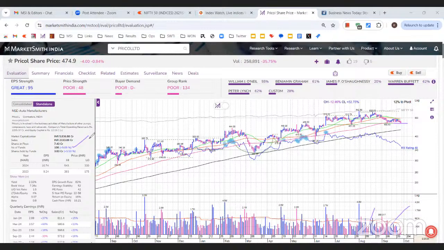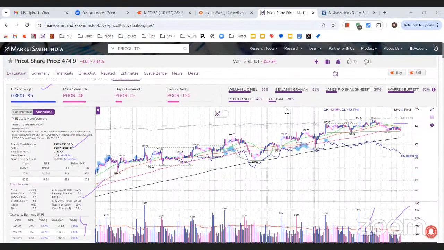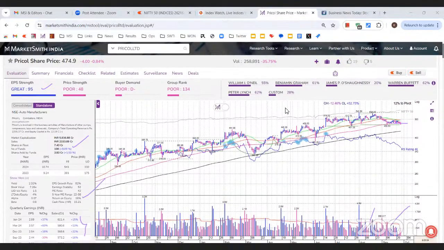Okay, it has ROE of 16. The EPS as well as the sales growth is also a good one. The EPS strength of 95, as Raj is indicating, is perfect. But technically, it is a bit weak right now. But overall, if you see, there is a good support near this level.